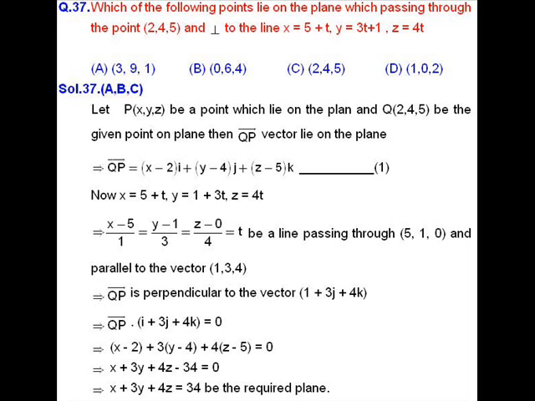Now it is given our plane will be perpendicular to the given line, and the equation of the line we can write as (x minus 5) divided by 1 equal to (y minus 1) divided by 3 equal to (z minus 0) divided by 4 equal to parameter t, and that represents the equation of the line which passes through the point (5, 1, 0) and is parallel to the vector (1, 3, 4), that is parallel to the vector i plus 3j plus 4k.